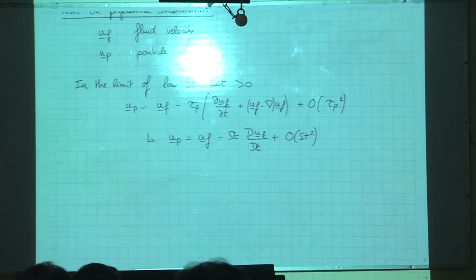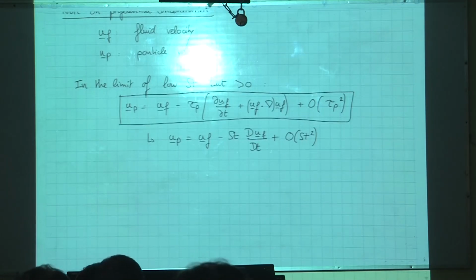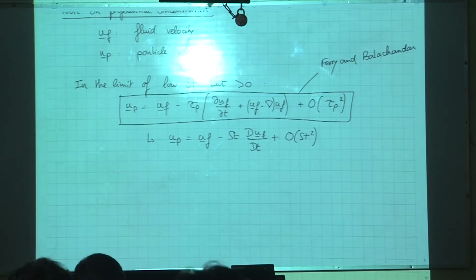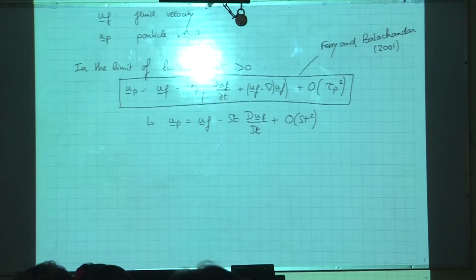This observation was made surprisingly recently by Ferry and Balachandar back in 2001. This observation is very practical because even though it is linearizing the effect of Stokes number, so it's assuming a small Stokes, it still allows us to identify the mechanism of preferential concentration.